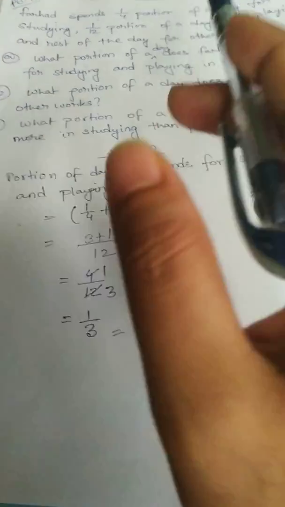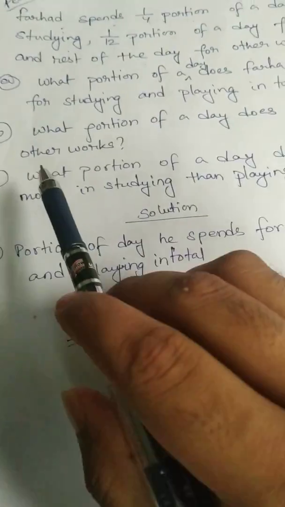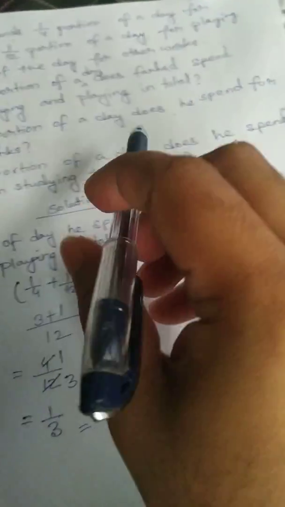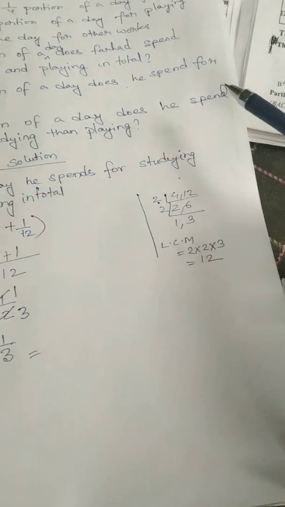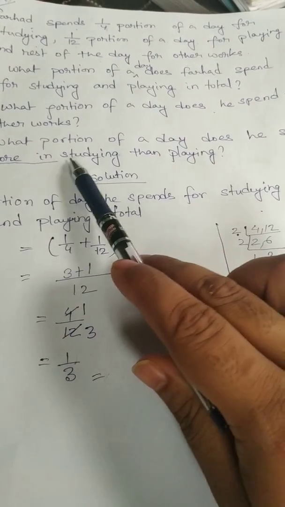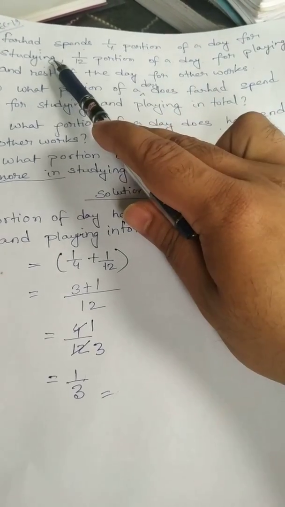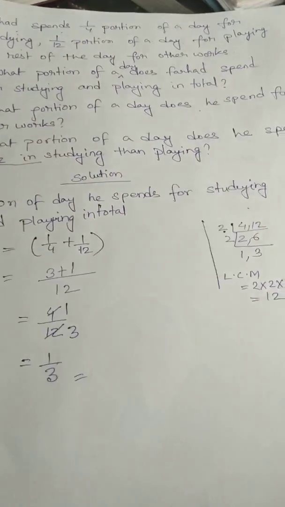Okay, now last part, number C. So what is the question? What portion of a day does he spend more in? You see, again, when in the question it says more in, you need to understand that it's subtraction. So he spends more in studying than playing. So more in studying means you need to subtract from the part of studying, which is 1 by 4. He spends 1 by 4 part in studying. So 1 by 4 minus in playing 1 by 12. If you subtract both of them, you will get the answer.